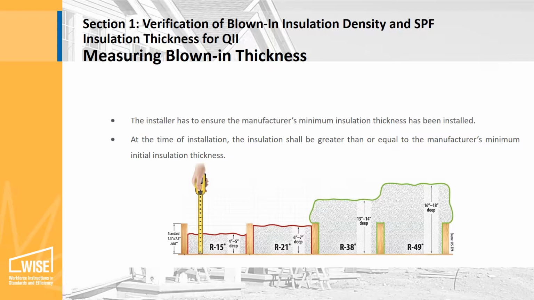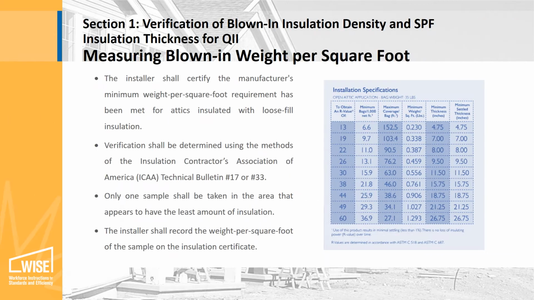Blown-in insulation must be installed to the thickness required by the manufacturer for the target R value. At the time of installation, measure to ensure it meets the initial installed thickness. This is oftentimes greater than the installed thickness to account for settling. The installing contractor will need to certify that the minimum weight per square foot has been met by following the guidelines found in the Insulation Contractors Association of America Technical Bulletin 17 or 33. The sample should be taken from an area that appears to have the least amount of insulation installed, and the results will be documented on the insulation certificate.